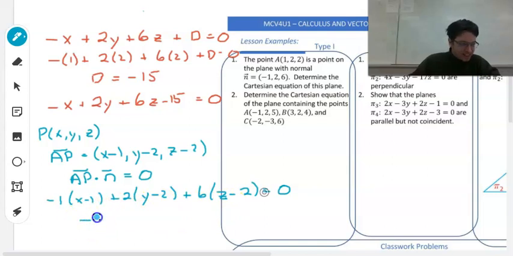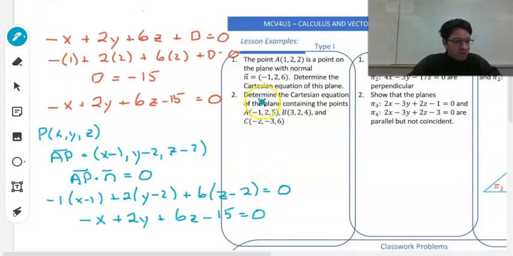And then you can distribute into each bracket and expand, and I recommend you try it. You'll get the exact same equation we got above. Minus x plus 2y plus 6z minus 15 equals 0. So 2 methods to do that one.